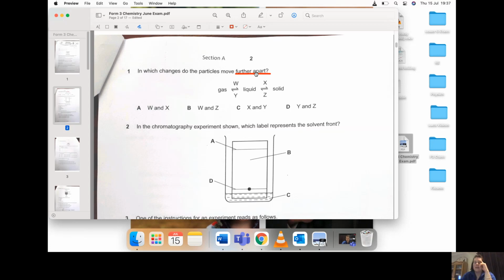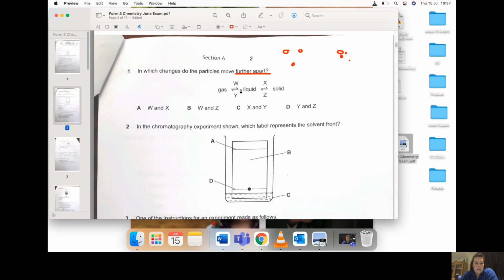So in your head, you need to be thinking, further apart would be like this, whereas close together would be like this. I'm trying to get it as close as possible. Close together, obviously they would be touching. Then you need to think, this must be a gas, this must be a solid. So if I want to go further apart, I need to go from a solid to a gas.